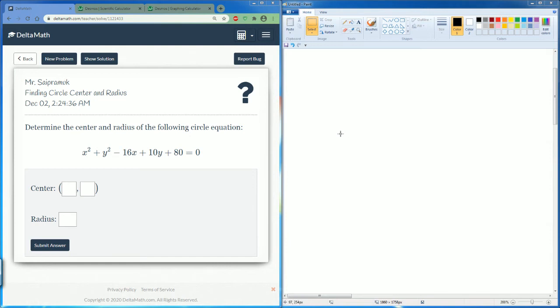Welcome to the DeltaMath tutorial. This is on how to find the circle, center, and radius. Here you're going to determine the circle, center, and radius of the following equation. To do this, you actually have to complete the square.